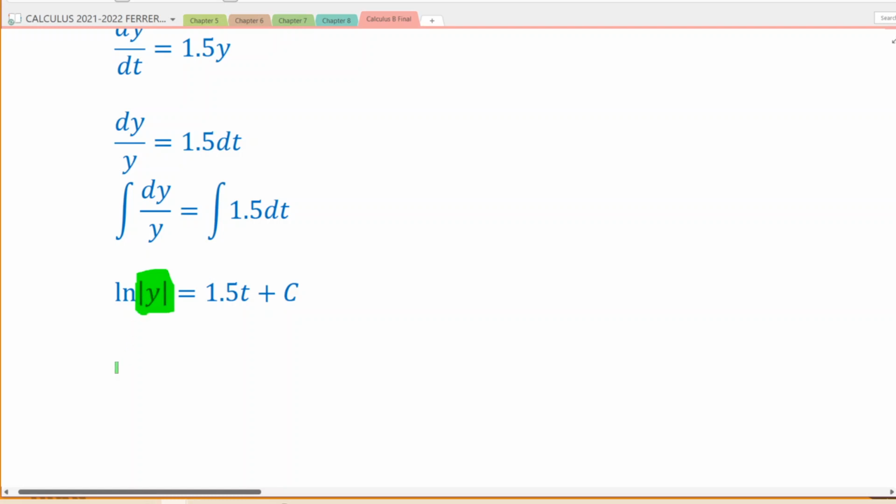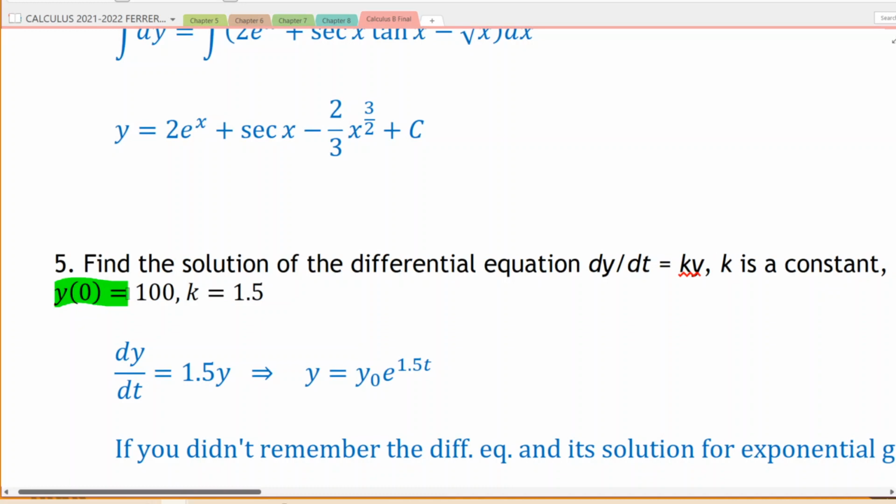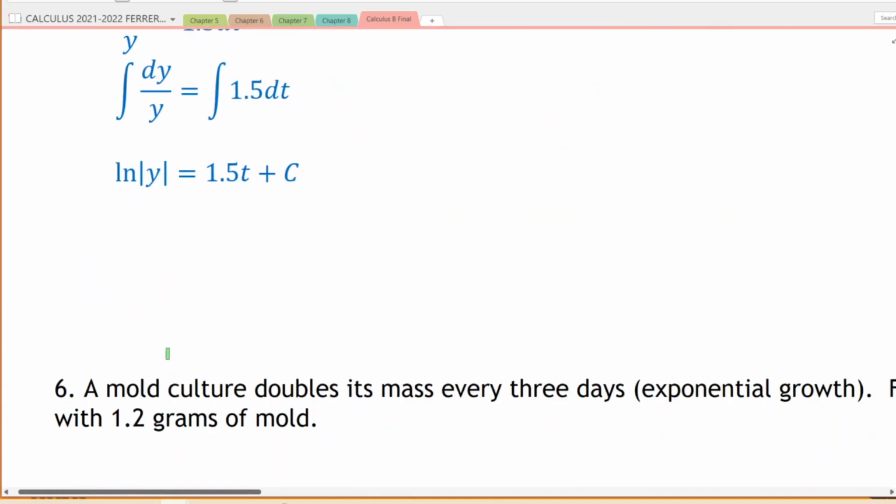And I'm going to tell you that y is going to be positive because we're talking about an amount of stuff. Usually we're talking about the amount of radioactive material or the number of organisms and whatever it is we're looking at. So actually we don't need the absolute value of y. And the other way to look at it is over here, y(0) is already 100. So we already know that y is going to be a positive quantity. However you want to look at it, we don't need the absolute value for y.